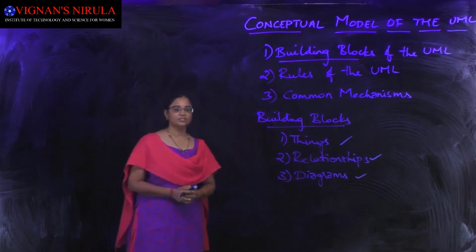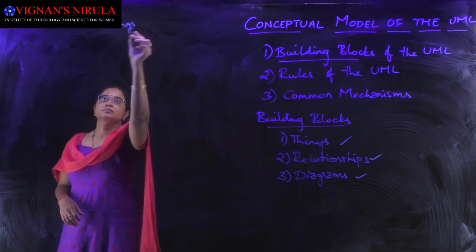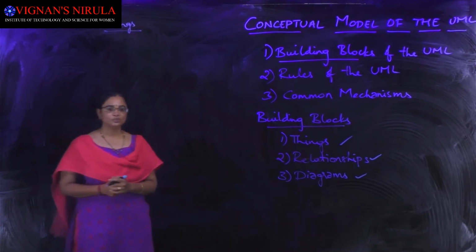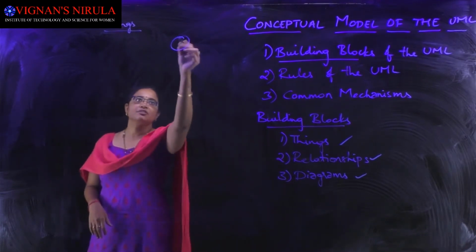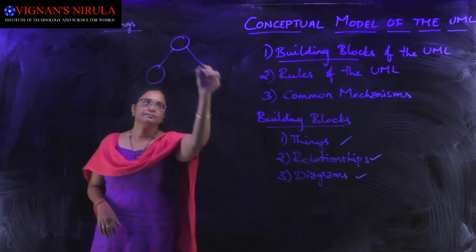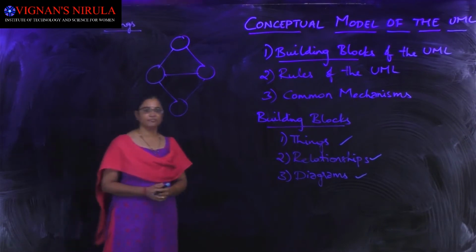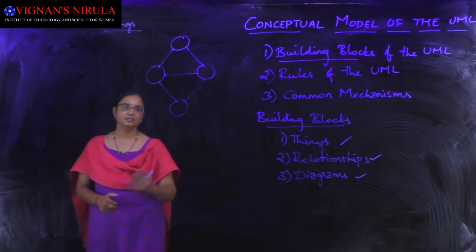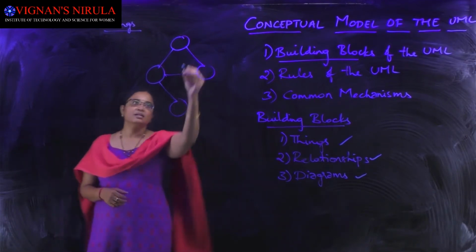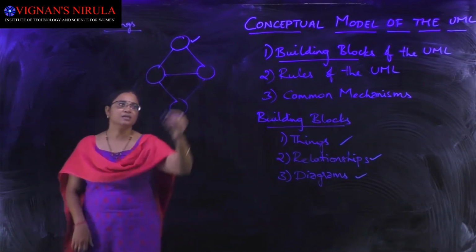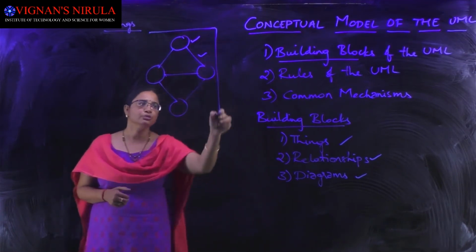So coming to the things of the UML. What is meant by things of the UML? If you consider a graph, it consists of vertices and arcs. So this is a basic graph. In this graph we are having some vertices and we are having some arcs. Here the vertices are nothing but the things of the UML and the arcs are nothing but the relationships of the UML, and the whole figure which we use to represent a graph.